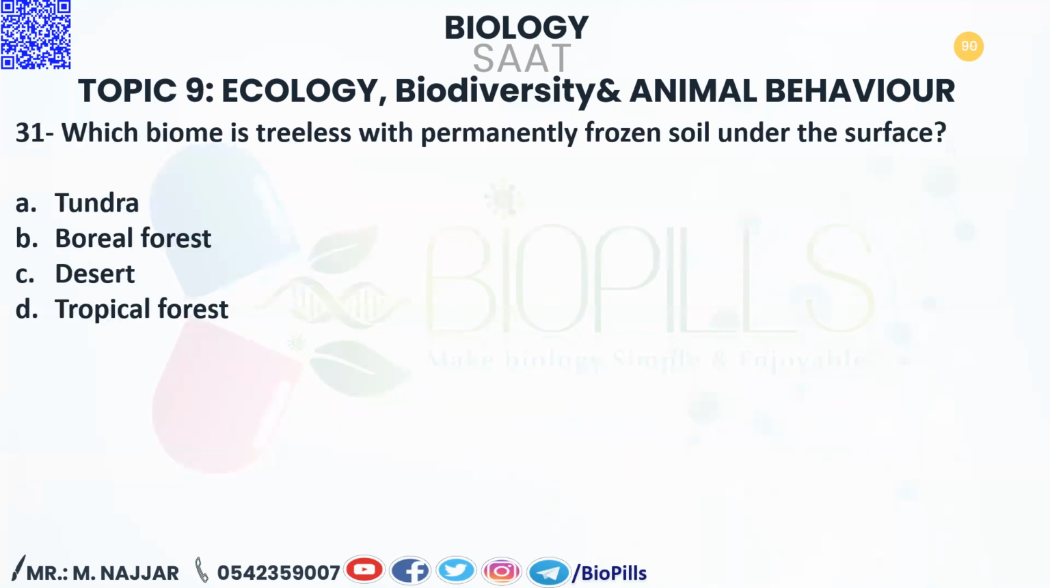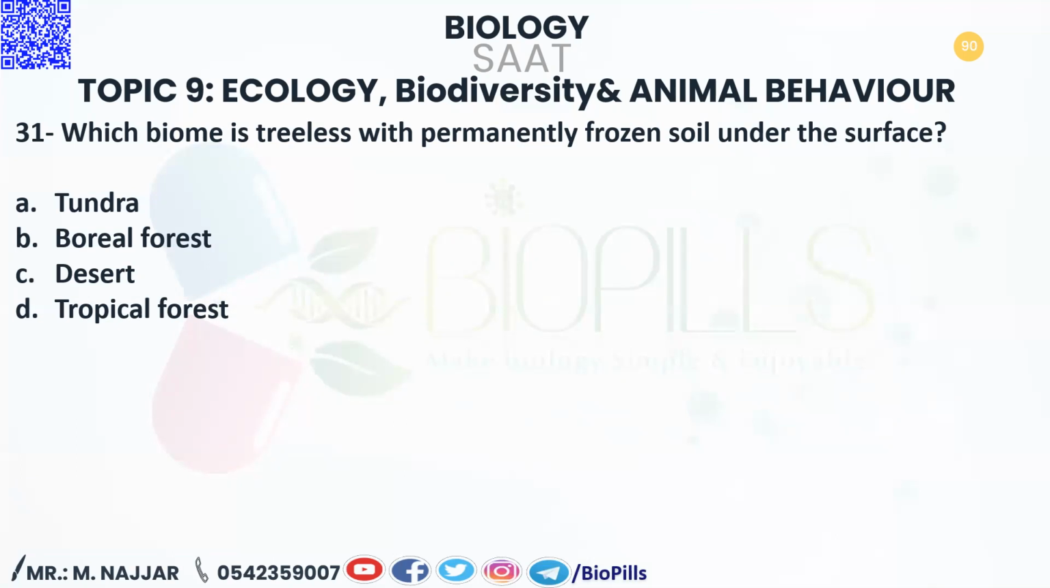Question number 31. Which biome is treeless with permanently frozen soil under the surface? It's called the permafrost. This is the one that we mentioned even before. This is the tundra. Permanently frozen. How could frozen soil be in the desert? Of course, it's the tundra biome.